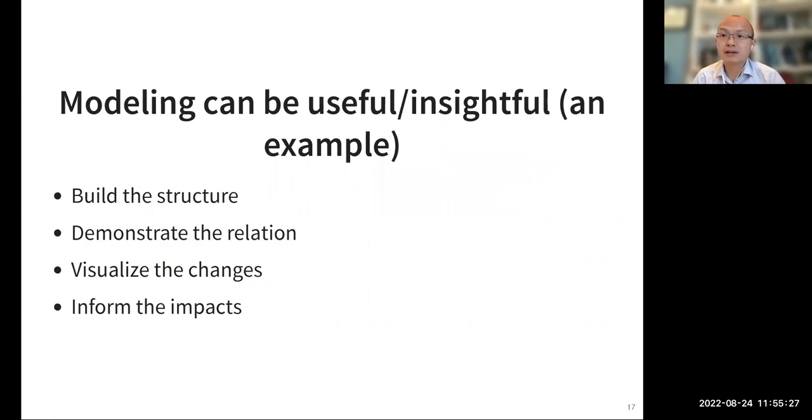And modeling can be useful and insightful. I may offer a quick example, but modeling can build the structure, help us understand how systems work, and demonstrate the relationships between the moving pieces, assumptions, and results. With some visualization, it can help us visualize the changes, the relationships, and the results, and communicate messages. And it will inform lawmakers, decision makers, and the public about the impacts, so we can take those impacts into our decisions.